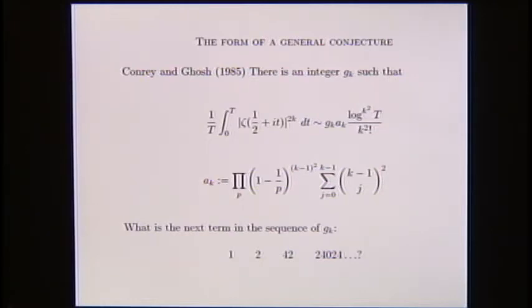So Keating was at this conference and was desperately trying to convince the number theorists that random matrix theory was relevant to what we were doing. And Sarnak suggested to John that if he could explain the 42, because we didn't know about the 24,024 at the time, then that would be the key to opening the door to a blissful union between number theory and random matrix theory. Is that correct?